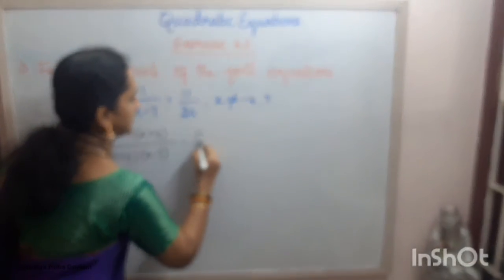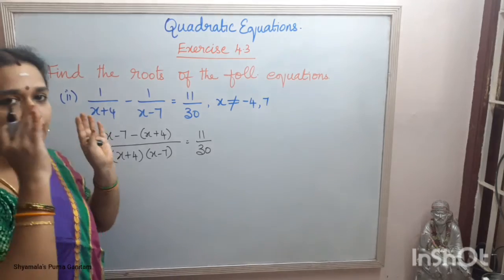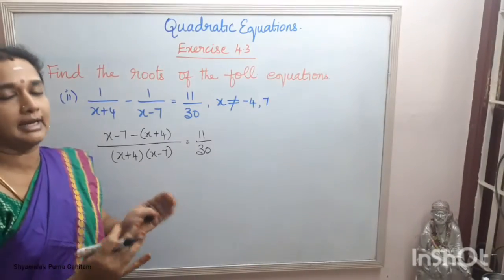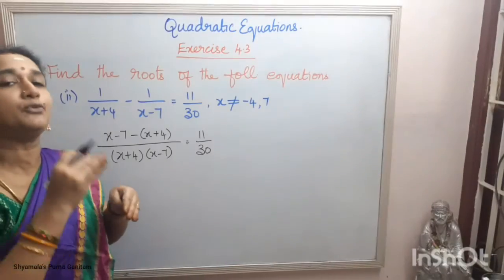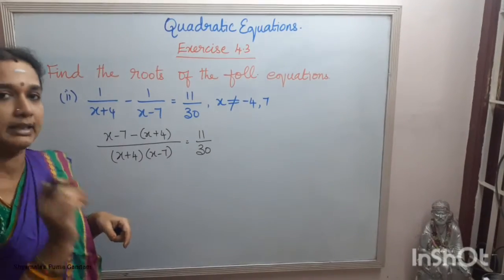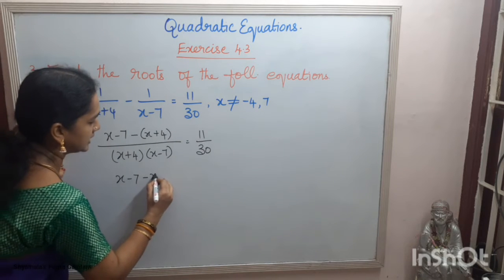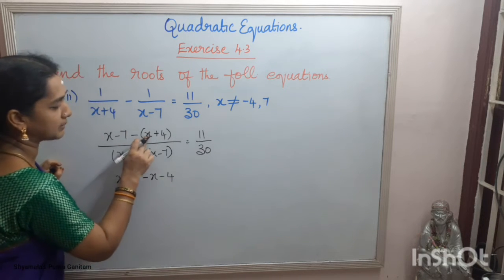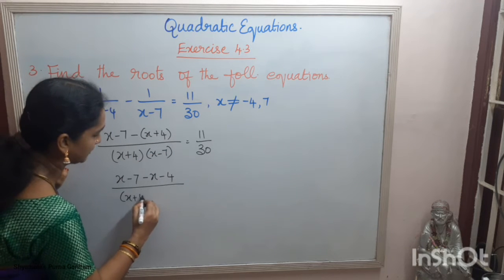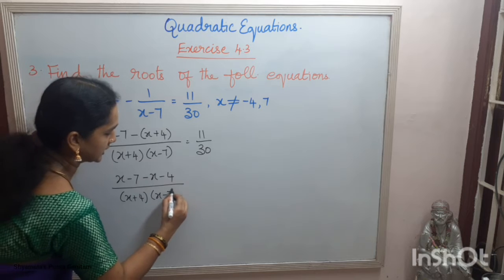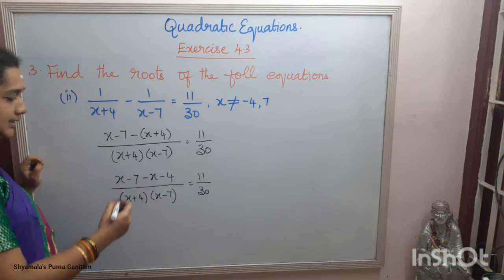So be careful in taking the negative sign. Whenever you have a negative sign, if you have 2 or 3 numbers, you close the bracket. Then only in the next step, you will multiply that negative sign for all the terms that are given inside the bracket. Okay, so now x minus 7 minus x minus 4. I am multiplying this minus sign to both the terms by x plus 4 into x minus 7 is equal to 11 by 30. Okay, this has to be simplified.